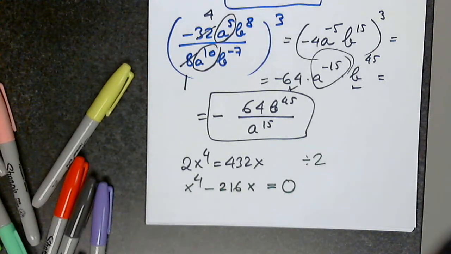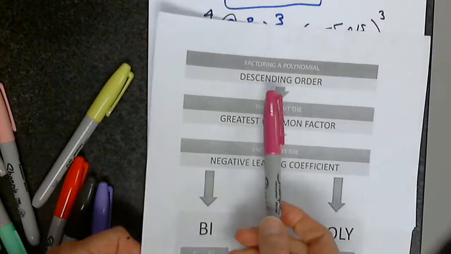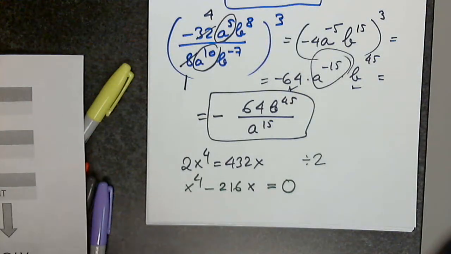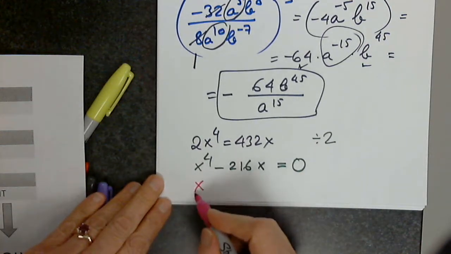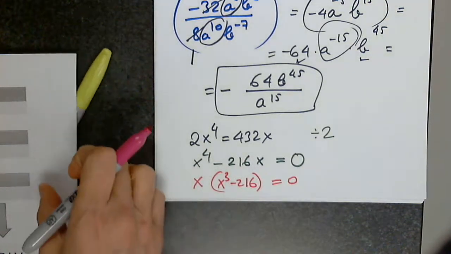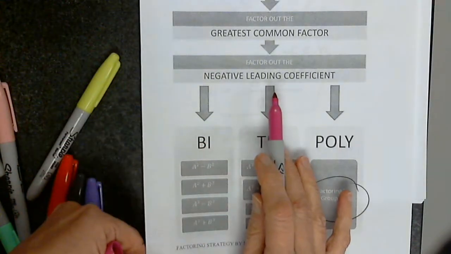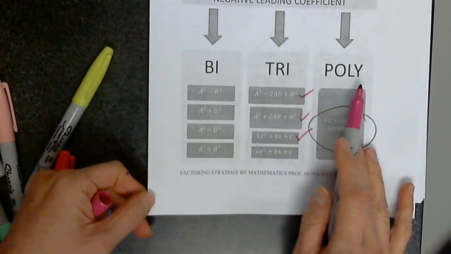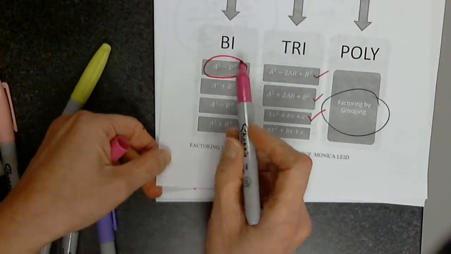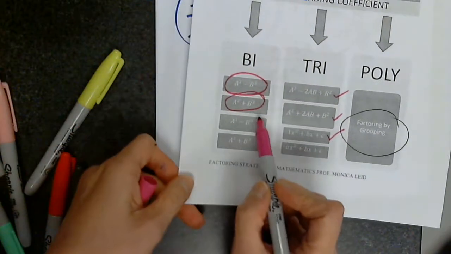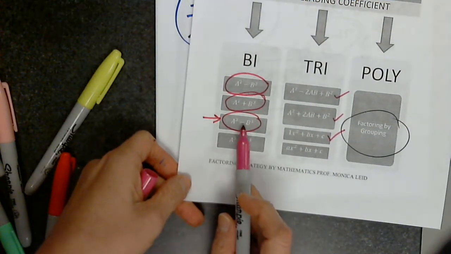Now, it's in descending order, greatest common factor. What is the greatest common factor here? Very good. What is left in parentheses? Very good. Negative coefficient? No. Is this a binomial? Yes, it is. So it's not a trinomial, not a polynomial. It's not this, because this is not the difference of squares. It's not this, because this is not the sum of squares. And it is this, indeed, because it's the difference of cubes.